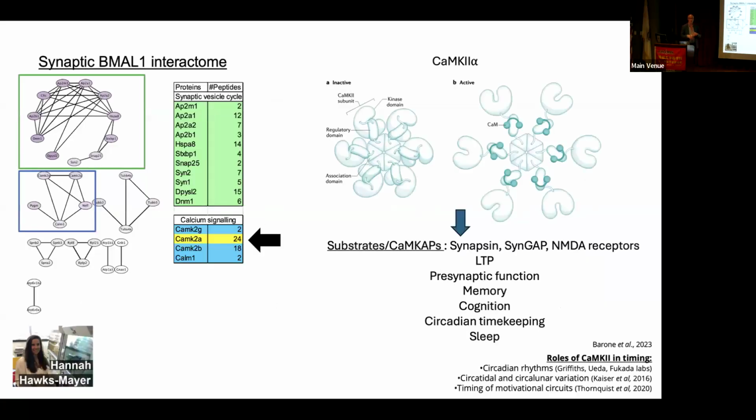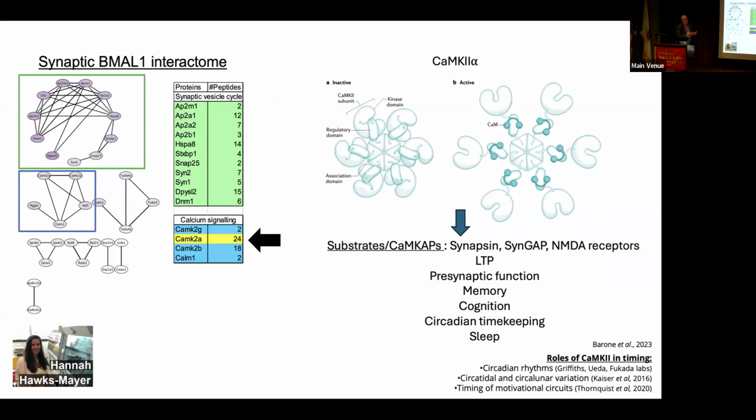And when we asked, so what is it doing there? We did pull downs for the endogenous protein and then sent it for mass spec. And the number one protein that we got out is a very abundant protein in the brain called calcium calmodulin dependent kinase 2, CAMK2 alpha. CAMK2 alpha is the brain's most abundant kinase.